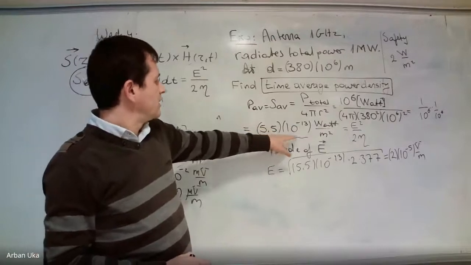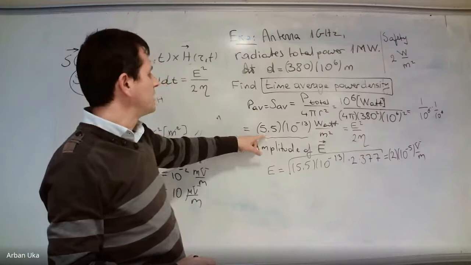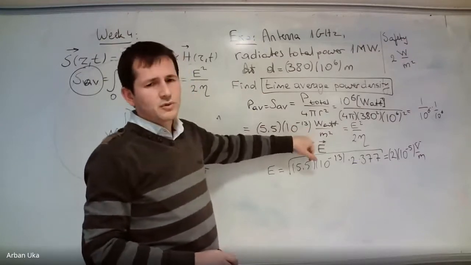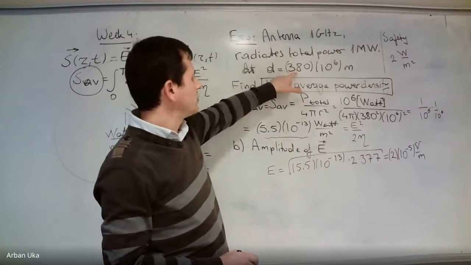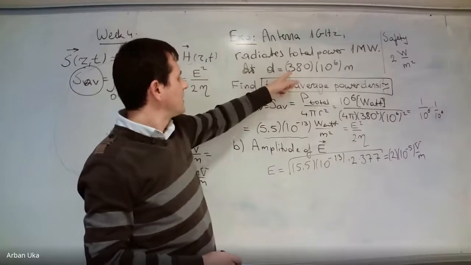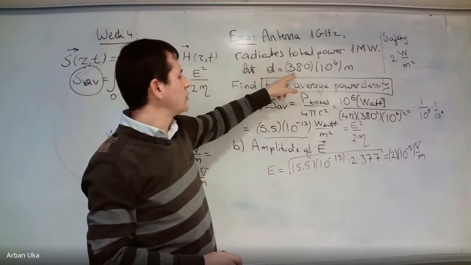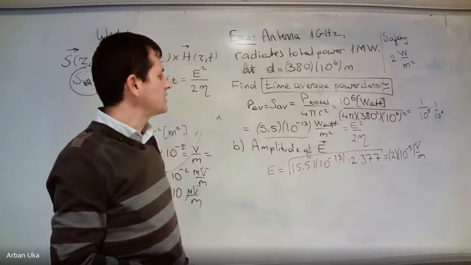So here, apparently this antenna radiates with a time average power density of something like 10 to the power minus 13 watt per meter square. So it is very safe. We are actually very far. The distance of 380 is at least 10 to the power 2 meters, and 10 to the power 2 times 10 to the power 6 gives 10 to the power 8. This is a very large distance.